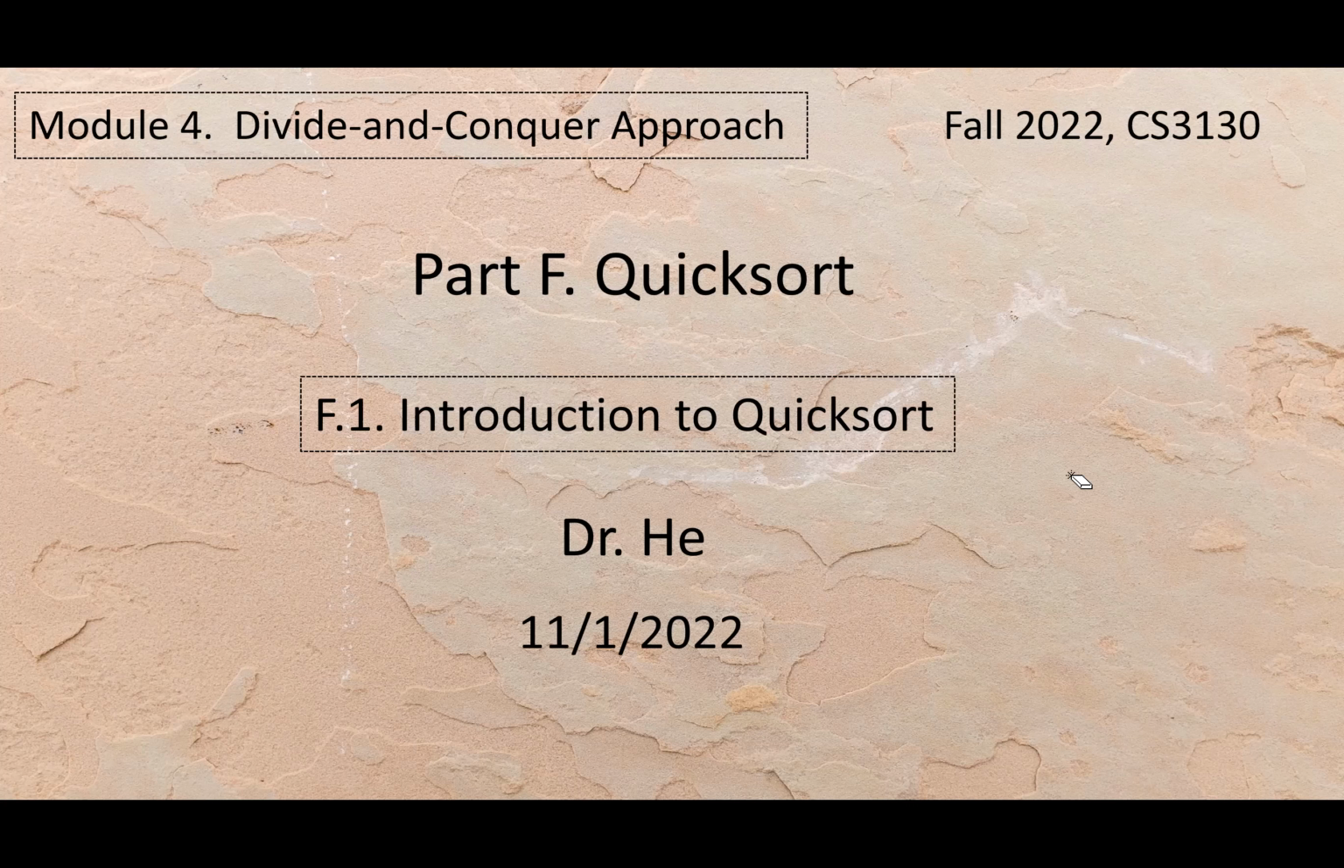Let me go through the sorting algorithms we have learned so far. Selection sort, bubble sort, insertion sort, merge sort. Now, number 5, Quicksort. After that, we will have number 6, heap sort. Number 7, counting sort. So for this course, we will learn a total of 7 sorting algorithms. So this is number 5.